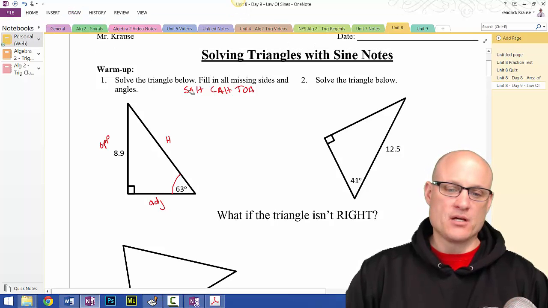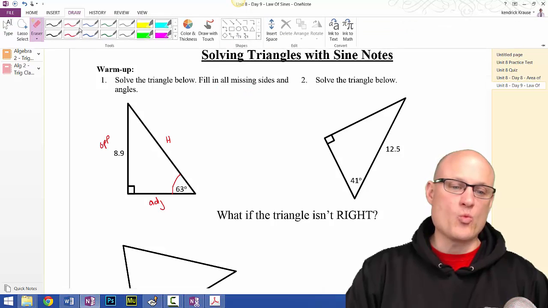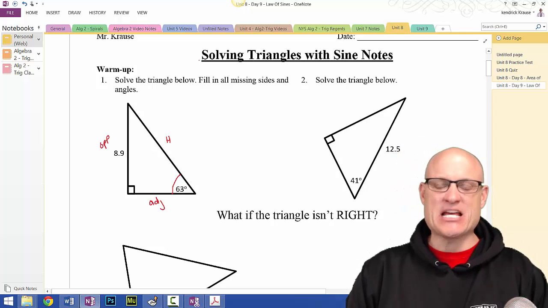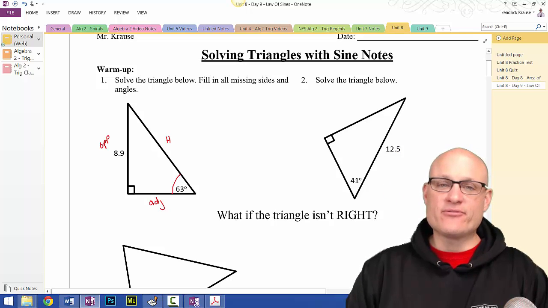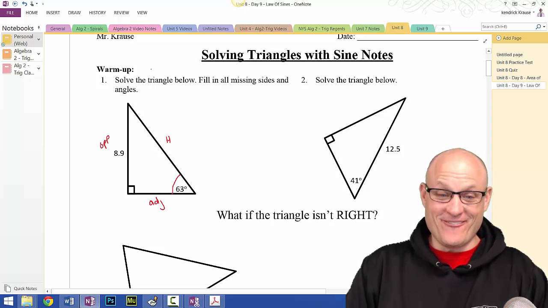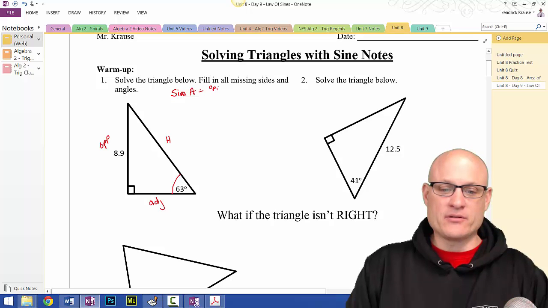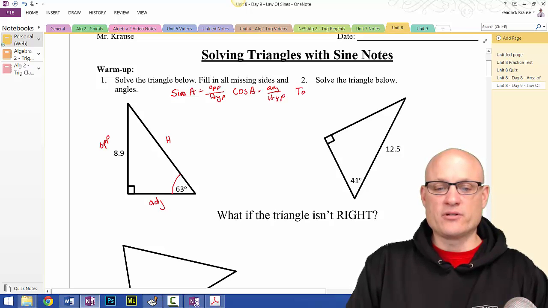I like the one I learned from way back when I was in high school. I learned this in 1985. Oh, man. That's like before your parents were born, probably. Well, maybe not. I learned that sine of an angle is equal to opposite over hypotenuse. And cosine of an angle is equal to adjacent over hypotenuse. And tangent of an angle is equal to opposite over adjacent.